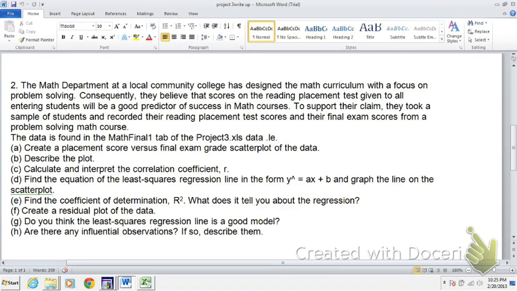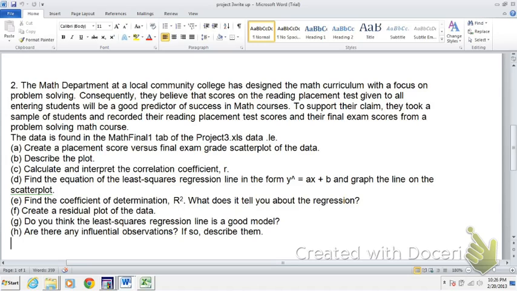So what I would say here, it says, do you think the least squares regression line is a good model? I would say it's a decent model, but because the correlation coefficient isn't in the 90s range, 0.98, 0.99, there's got to be a better model out there. It's a decent model, though, especially when you compare it with the other one, which only had a correlation coefficient of like 12%. Are there any influential observations?